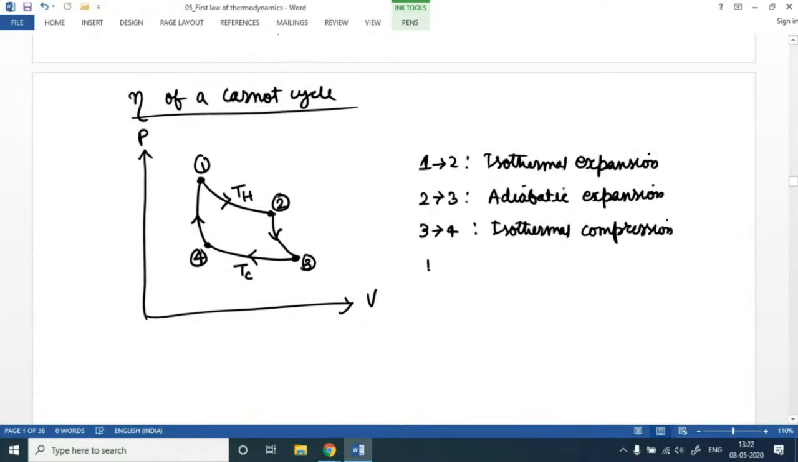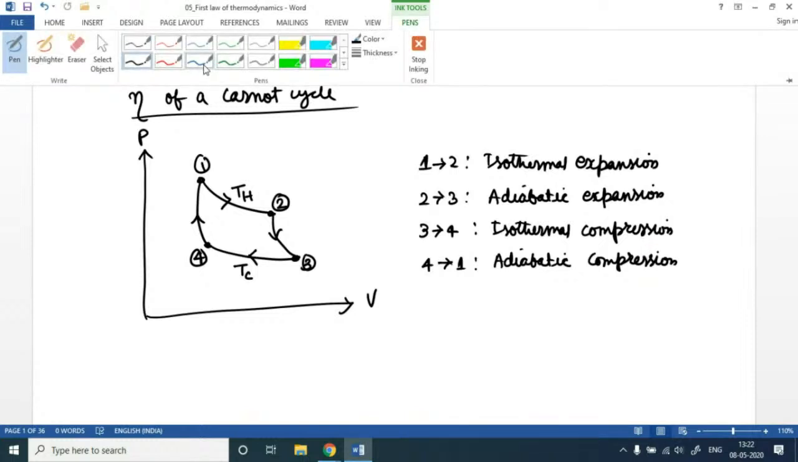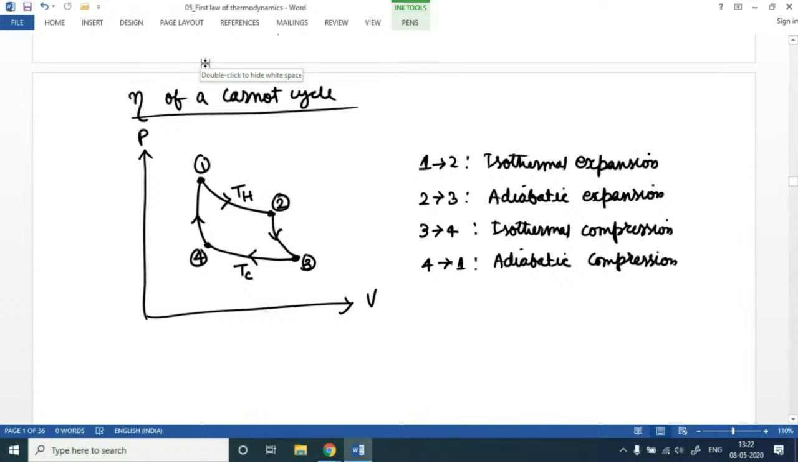Okay, and back to 4 to 1, 4 to 1 is again adiabatic process, so that is adiabatic compression, let's say. Okay, so a Carnot cycle is comprised of these four processes. Either the processes are isothermal or adiabatic, you should realize. So you should understand adiabatic process, there would be no heat exchange between the system and surrounding. So you should realize like heat exchange between the system and surrounding would be, for example, 1 to 2.